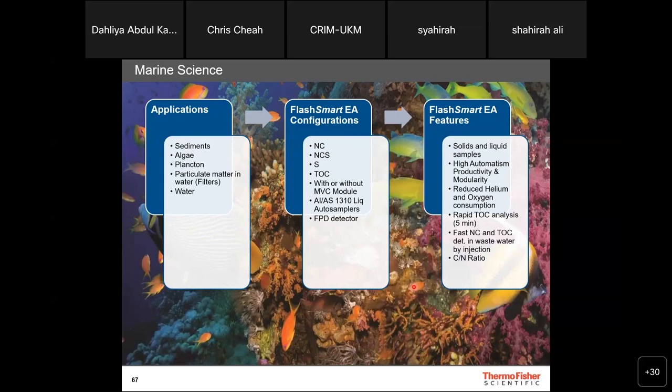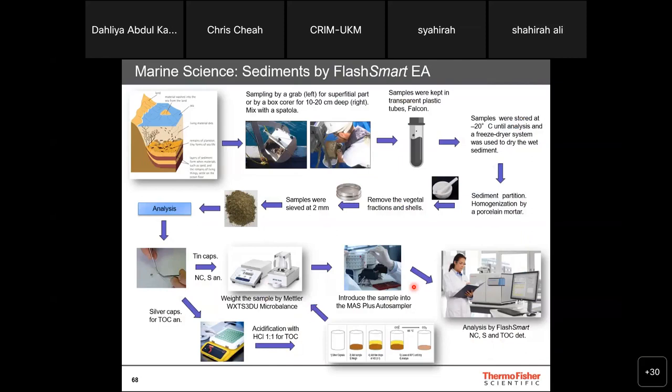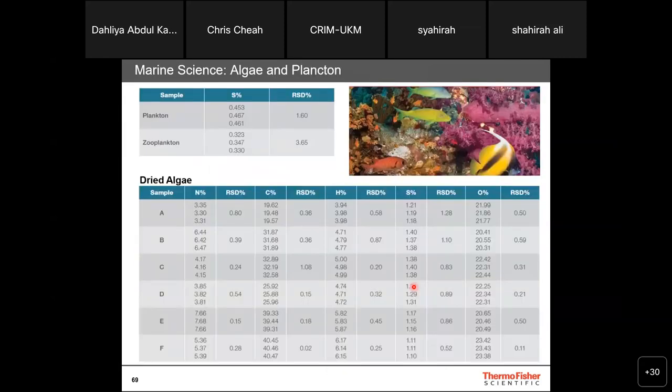So the last two application fields are in marine sciences. This is quite interesting, on sediment in marine sciences. They go to sea level, and by some mechanism they are able to grab the box at the bottom of the sea, take the sample, and then analyze. So they want to monitor the contamination and also the ecology evolution, whether some pollution from other parts of the world is bringing algae and plankton. Maybe you have heard about seaweed. There is seaweed plantation, and how we can determine the seaweed is actually edible and non-polluted is done by an elemental analyzer.